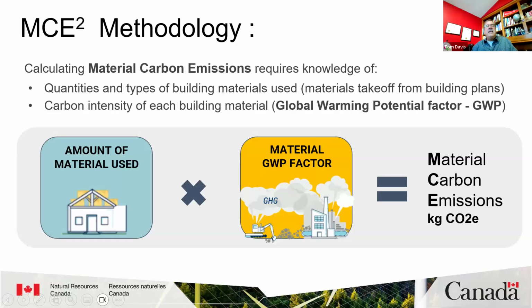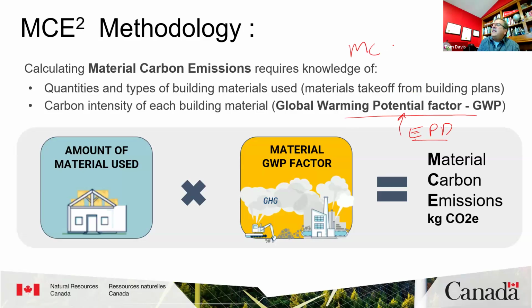The basics of estimating material carbon emissions are quite straightforward. And at its simplest, MCE is the product of multiplying a quantity of a material by the global warming potential, GWP, factor for that type of material. These global warming potential factors come from another acronym called Environmental Product Declaration. So we'll be talking about those later. So that's where we extract that information.